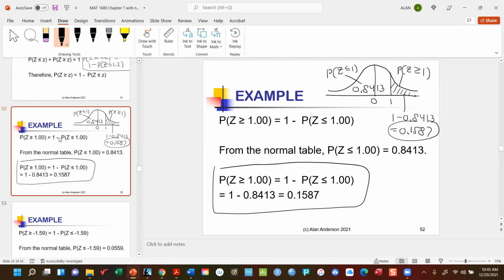So the part that we actually wanted is 1 minus the part that's on the table. So we do this in 2 steps. We figure out the probability that z is less than or equal to 1. And then whatever that is, we subtract it from 1. And that gives us what we're actually looking for. All right. So all the greater than or equal to probabilities will be done in exactly the same way.